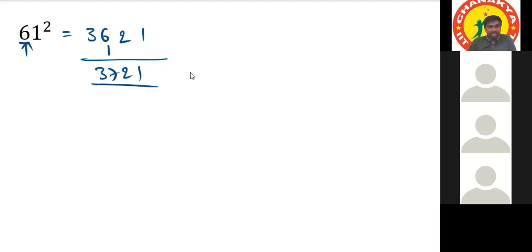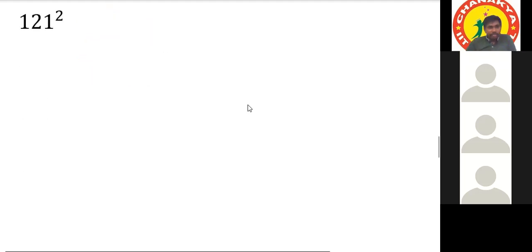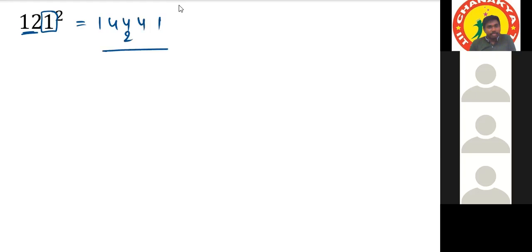And one more. Except this 1, what is the remaining number here? 12. 12 square is 144, nothing but 12 into 12. 12 double is 24, which means 2 here, 4 here. And lastly 1. So the answer is 1, 4, 6, 4, 1. That's all.